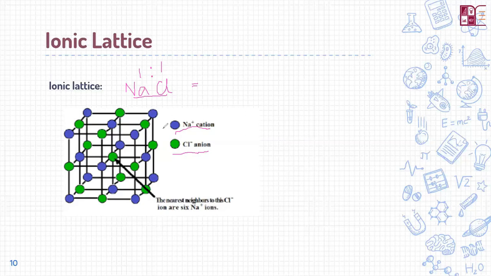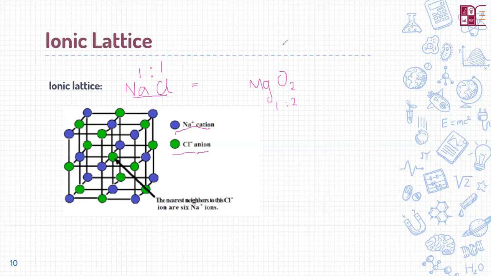The oppositely charged ions of sodium and chloride are so strongly attracted to each other that they form this giant ionic lattice. Same goes with MgO, where it's going to be a 1 to 1 ratio. So this is going to form a giant ionic lattice, and this is what the structure of an ionic compound looks like.